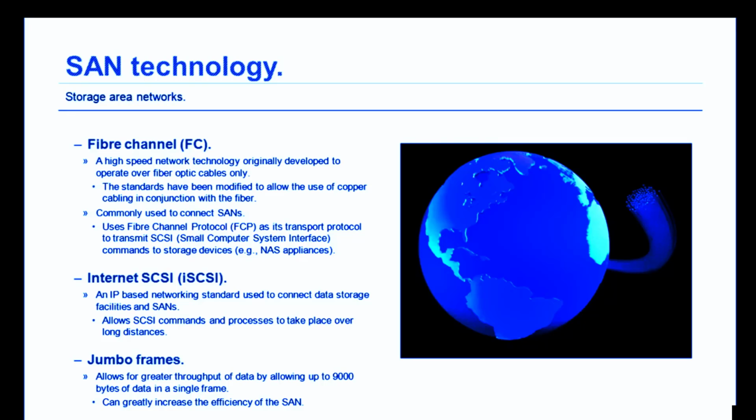Jumbo frames allow for greater throughput of data by allowing up to 9,000 bytes of data to be in a single frame. This can greatly increase the efficiency of a SAN. As a comparison, the standard frame on an Ethernet network can only be a maximum of 1,500 bytes.